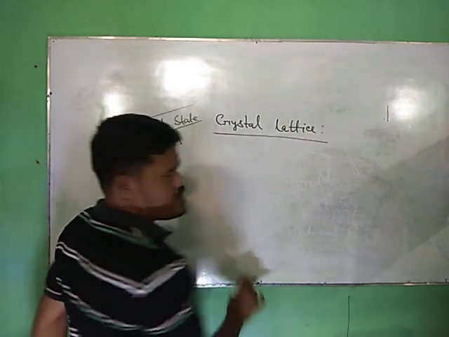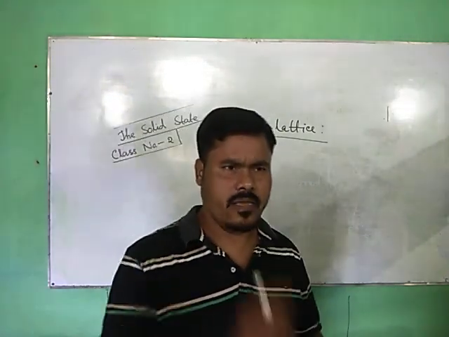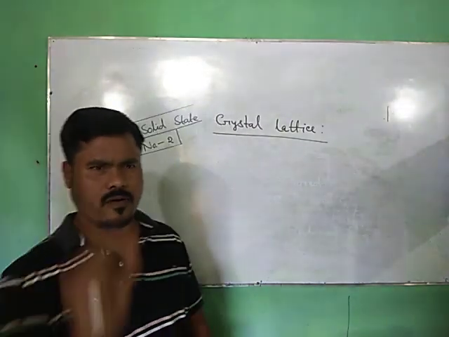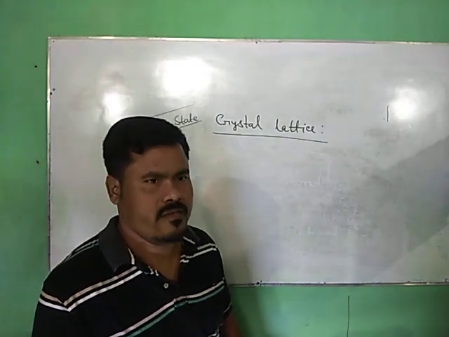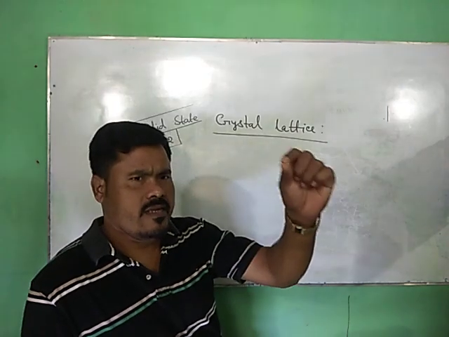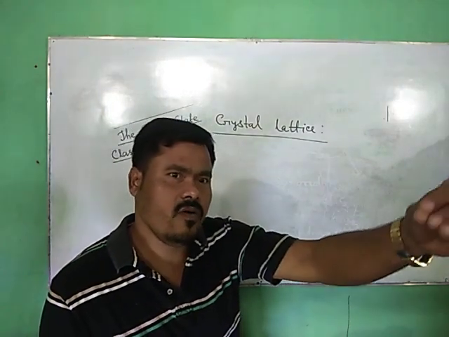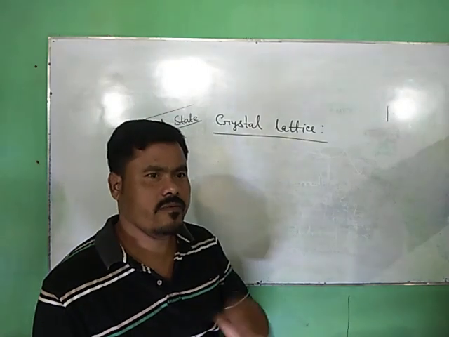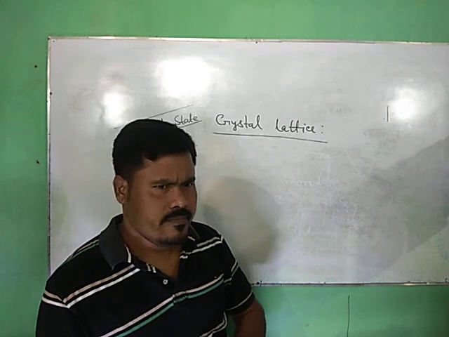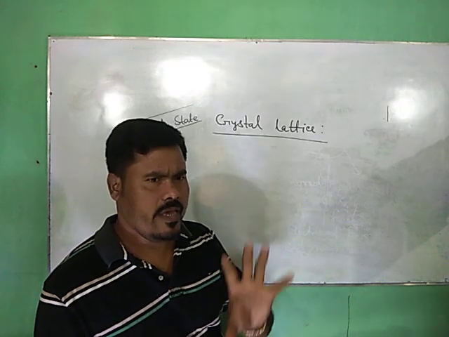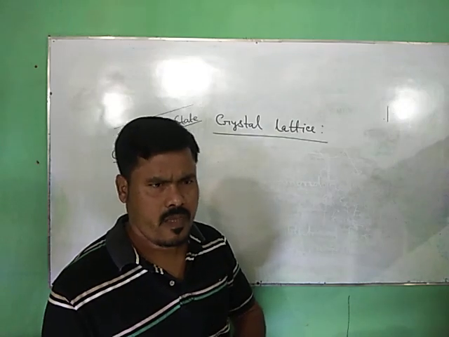Crystal lattice is nothing but the geometric pattern of a crystal. The regular three-dimensional arrangement of points in space is called crystal lattice. Actually, crystal lattice describes the three-dimensional arrangement of the constituent particles of a crystal. Now, to get a crystalline lattice, what do we have to do?